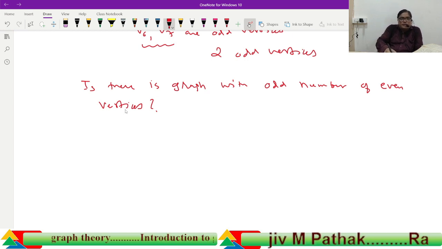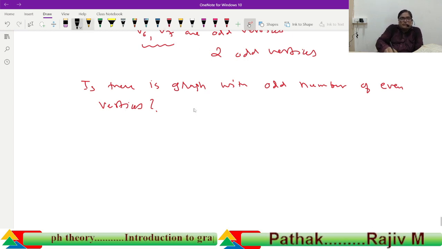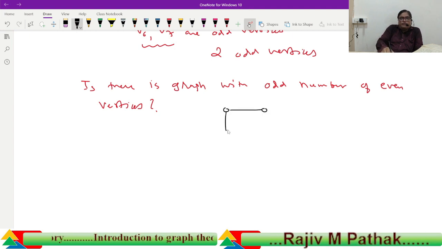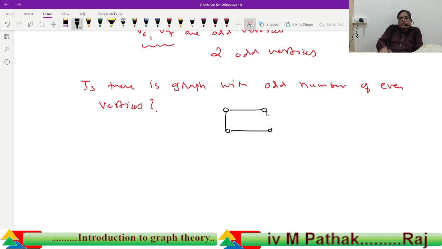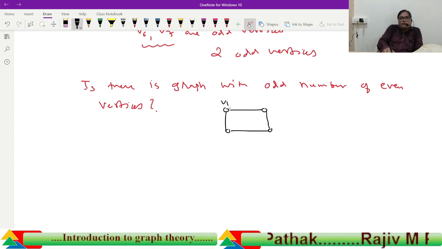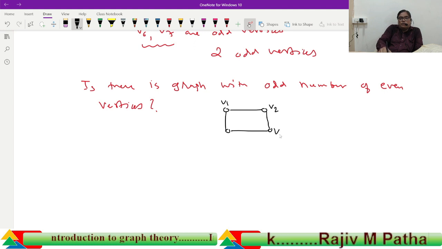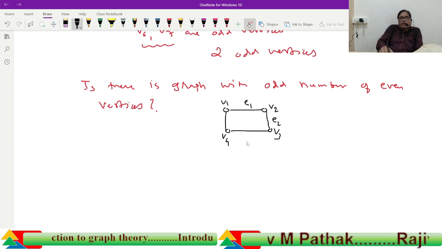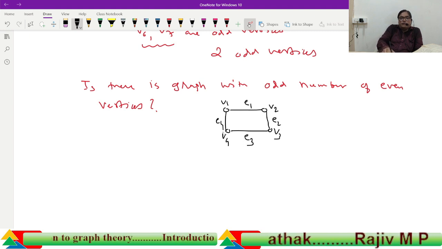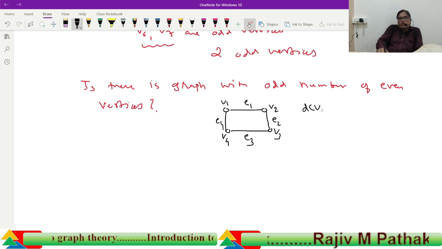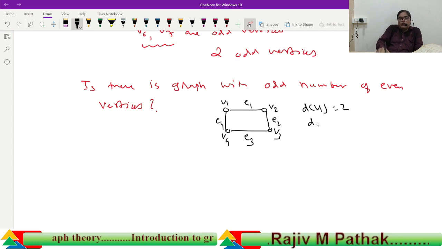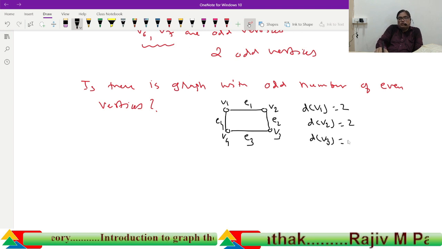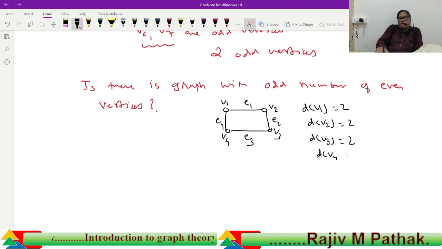Let us check with an example. Suppose I draw a graph like this. This is v1, v2, v3, v4. This is e1, e2, e3, e4. Find out the degrees. The degree of v1 is 2, degree of v2 is 2, degree of v3 is also 2, degree of v4 is also 2.